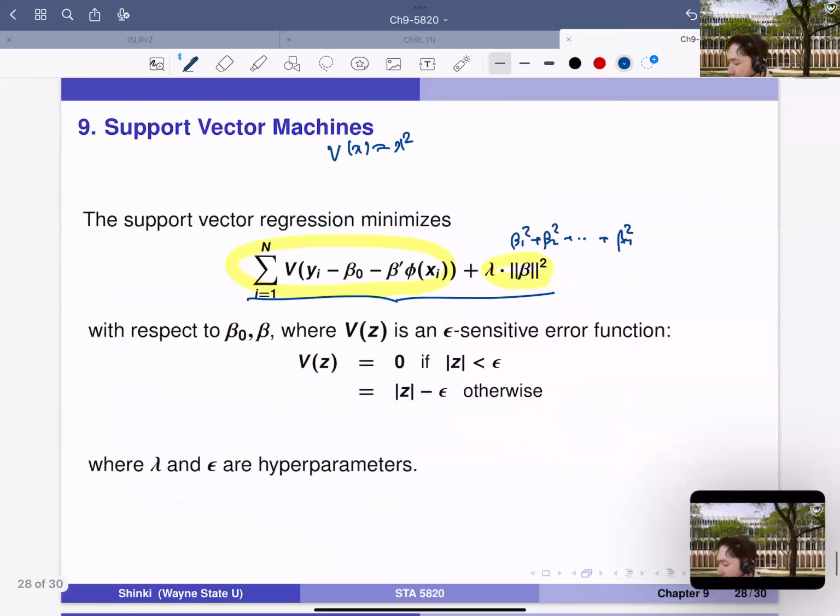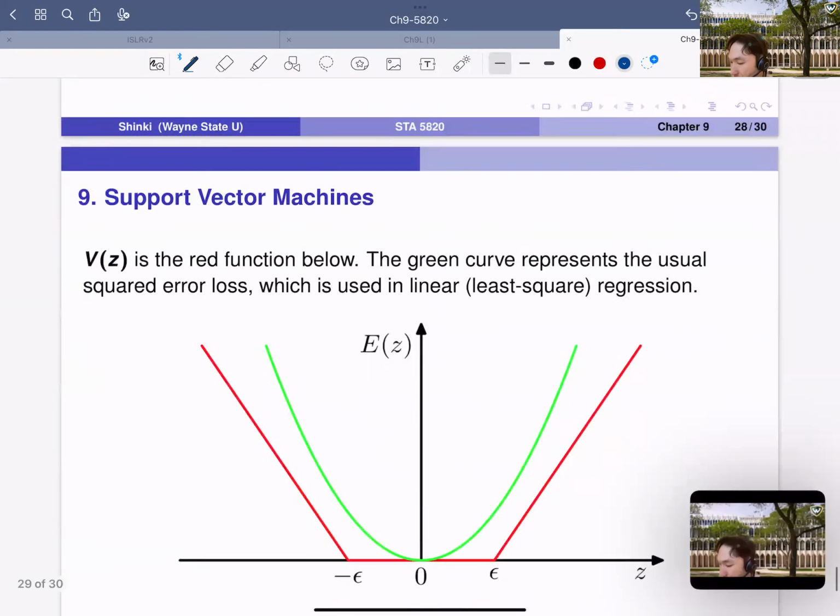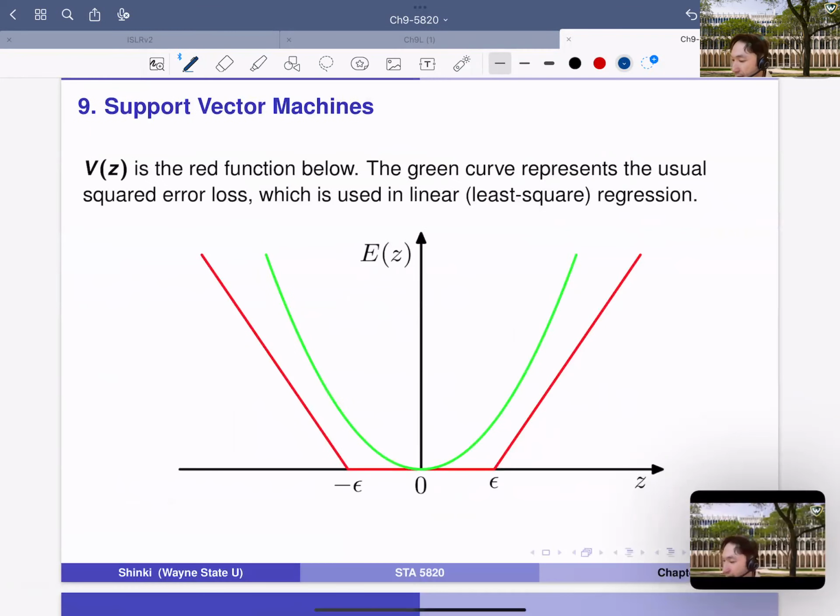And the difference between ridge regression and the support vector machine is here. V of z is a special function, which is equal to 0 if z is within negative epsilon to epsilon, and the absolute value of z minus epsilon otherwise. It's easy to see this function, V of z. So y is equal to V of z. Maybe y may not be good, so maybe w is equal to, maybe u is equal to.